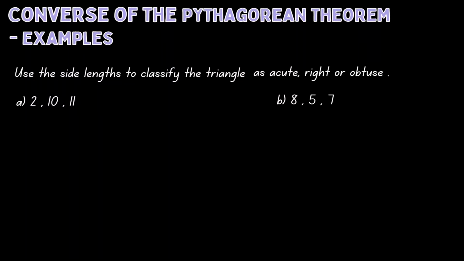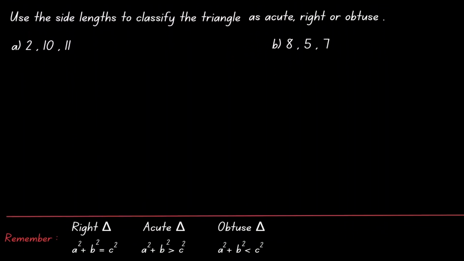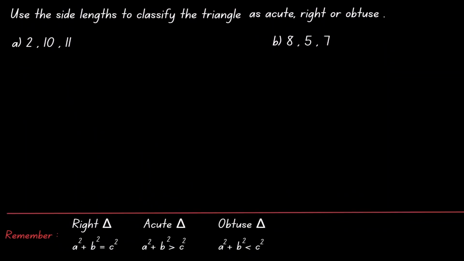Welcome. Let's look at some examples for the converse of the Pythagorean theorem. We are going to take a look at some examples where we are given the side lengths and we want to classify the triangle as either acute, right, or obtuse. But we do have a strategy for that.